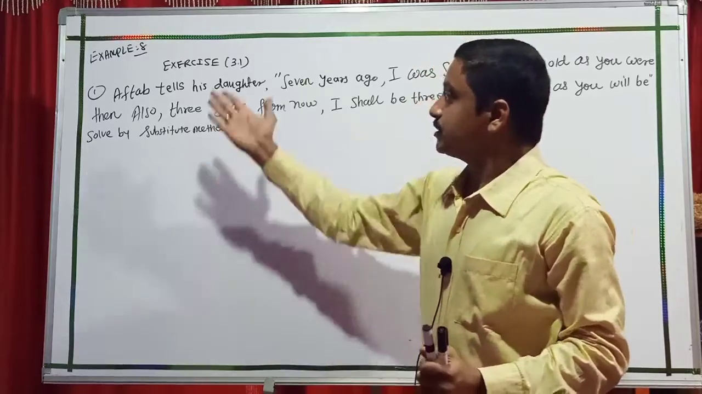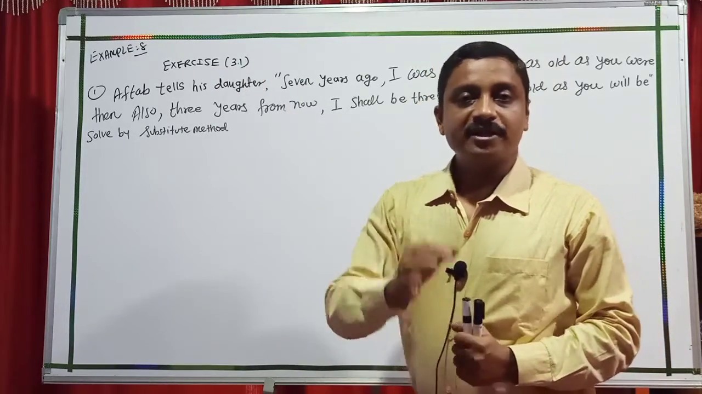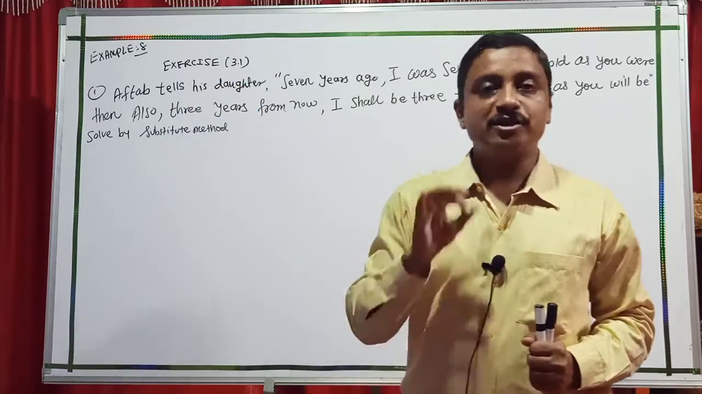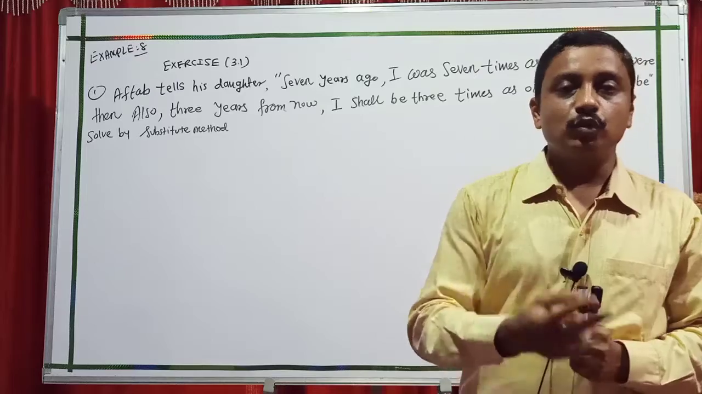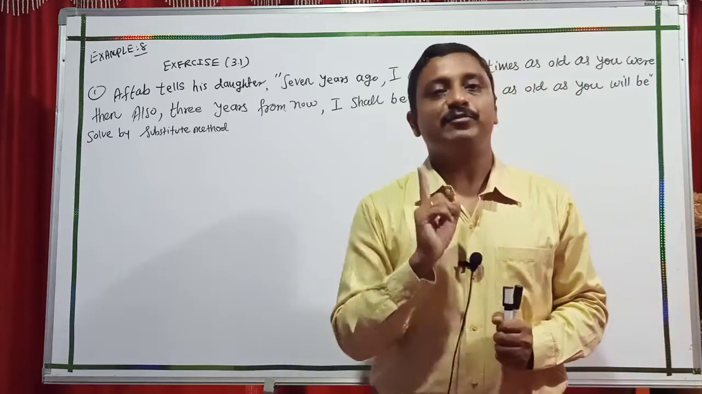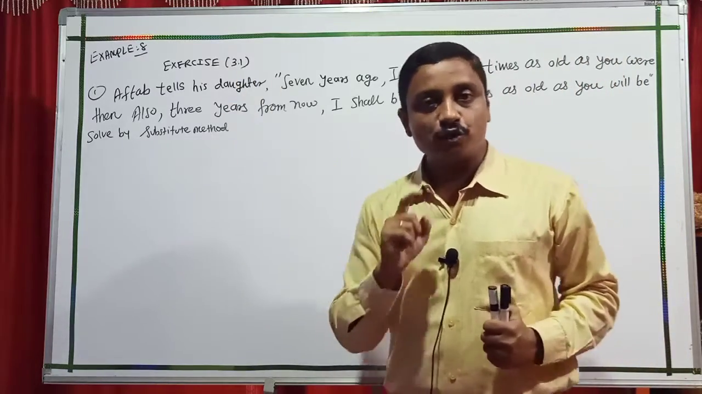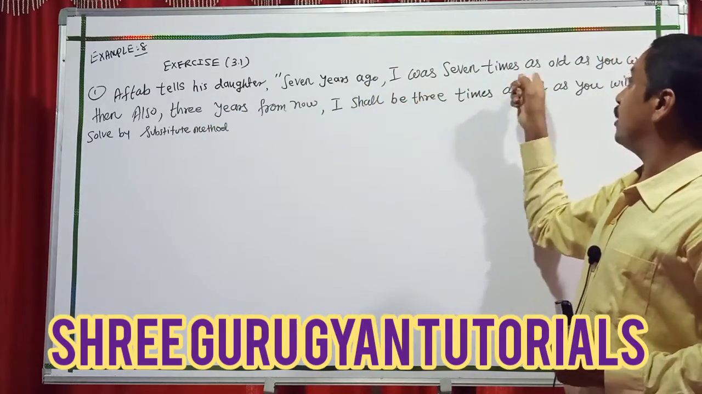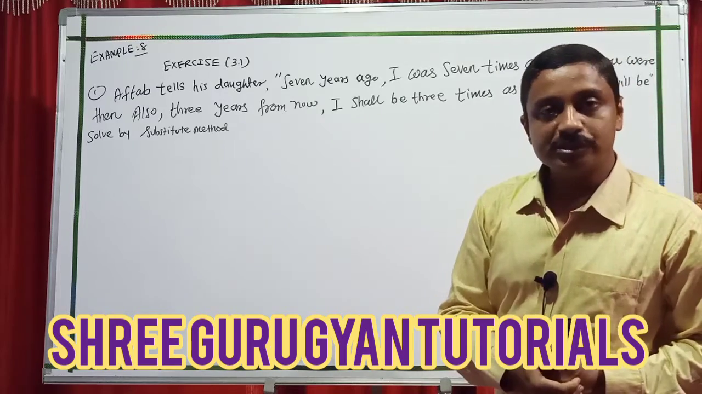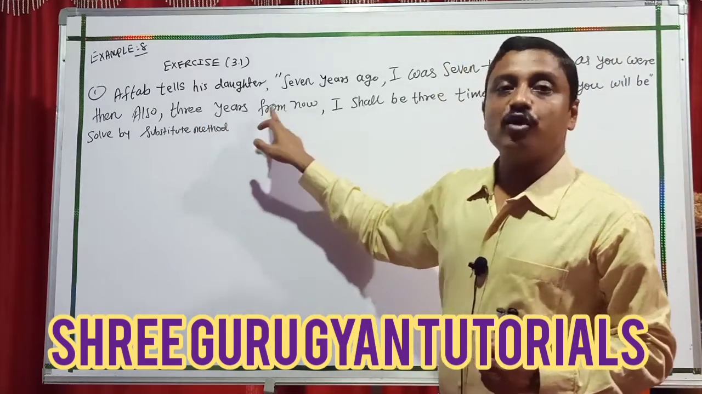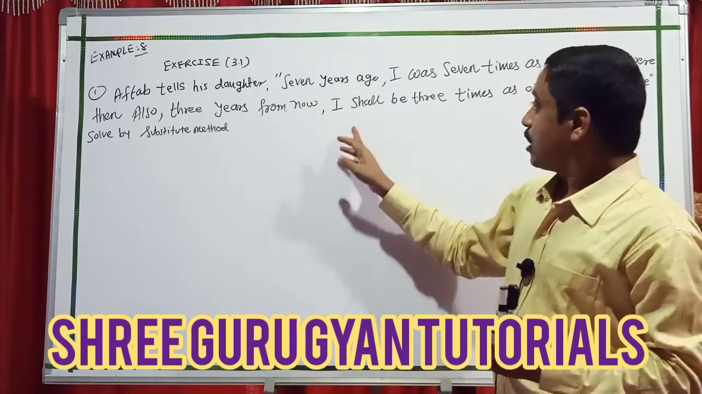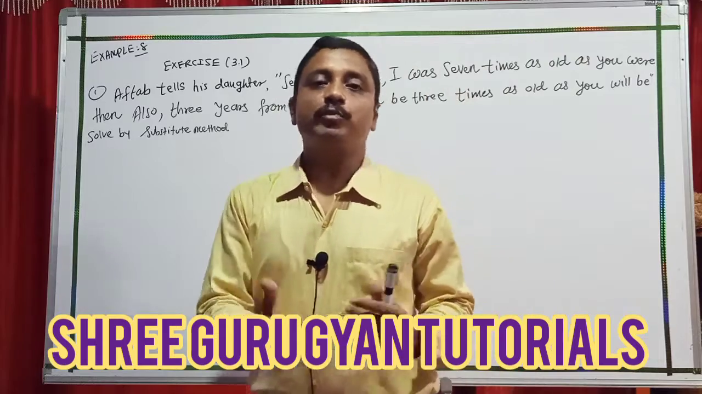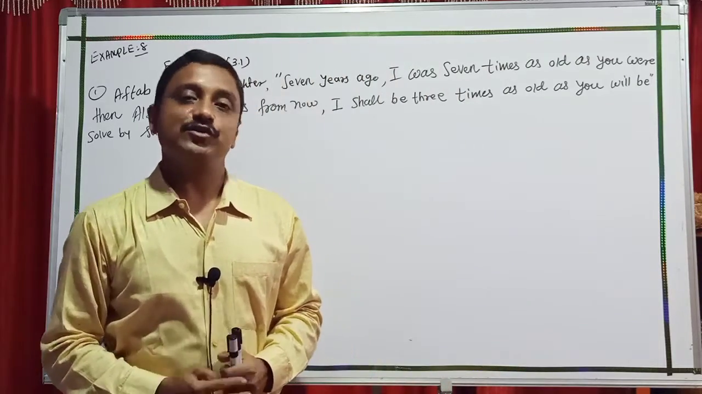Now next example, students, example number 8. This question is in exercise 3.1, first question, solve by the substitution method. Find this question in your textbook, exercise 3.1, first one. The question is: Aftab tells his daughter, 7 years ago I was 7 times as old as you, and 3 years from now I shall be 3 times as old as you will be. Find both present ages by the substitution method.